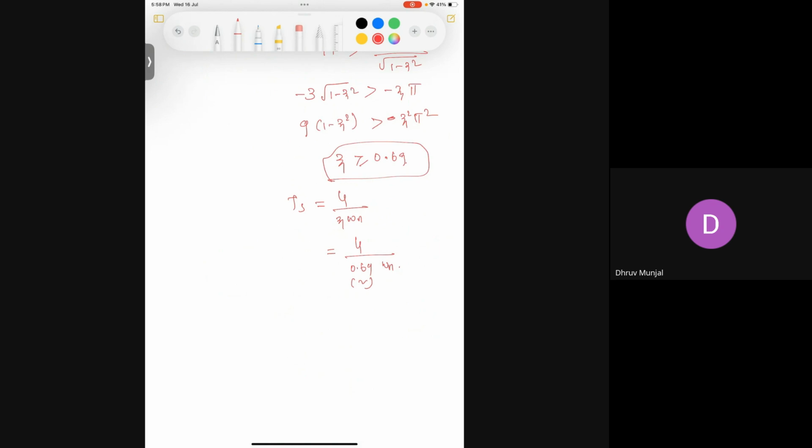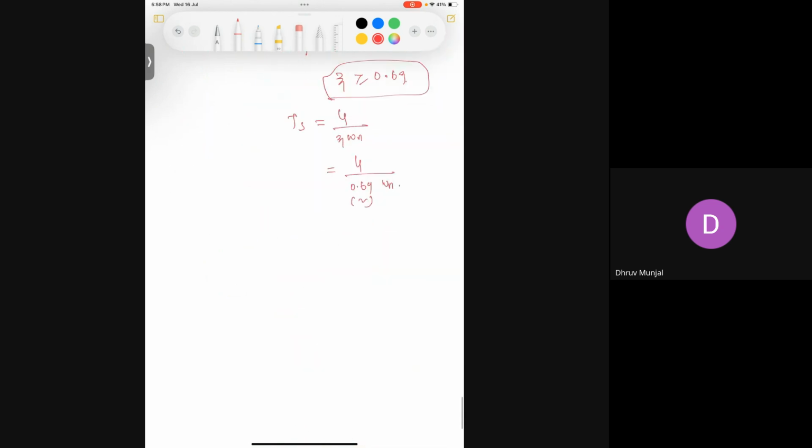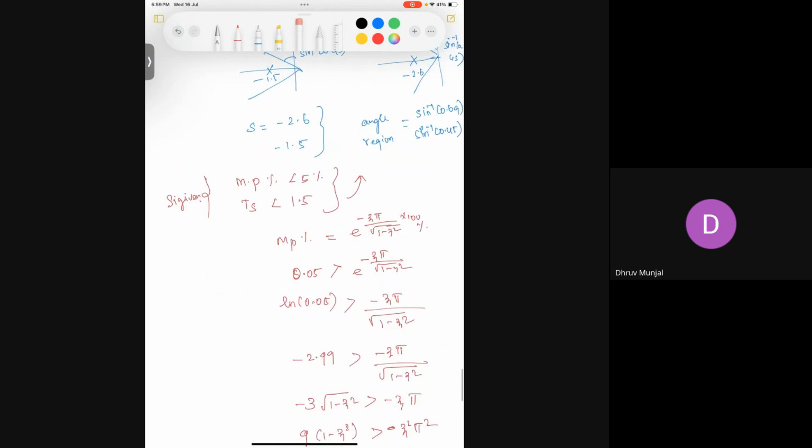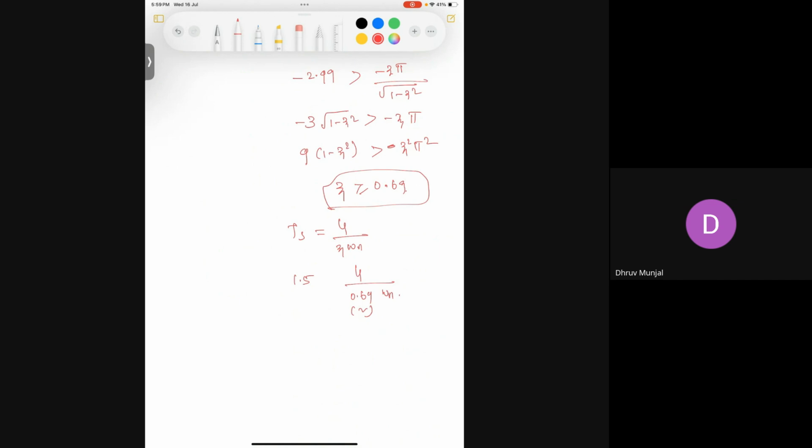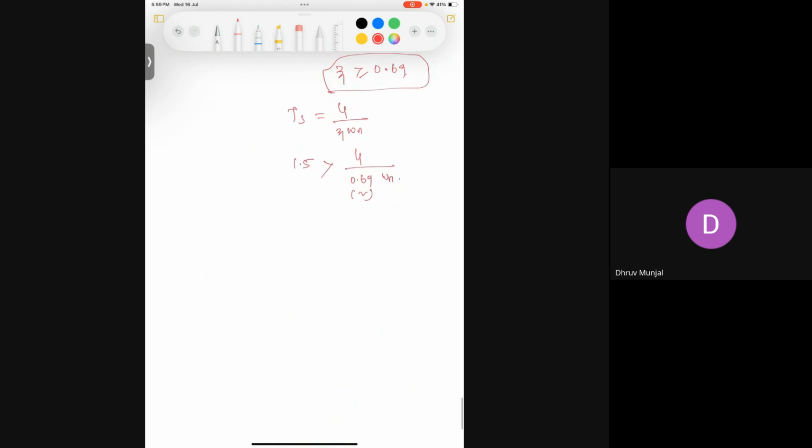What is the Ts? 1.5. Good. That is also a less than condition. So we are going to replace this equality with less than. Ts should be less than 1.5. So based on this condition, this will give you omega n somewhere around 4 divided by 1.5 into 0.69. Can you calculate? 0.69.